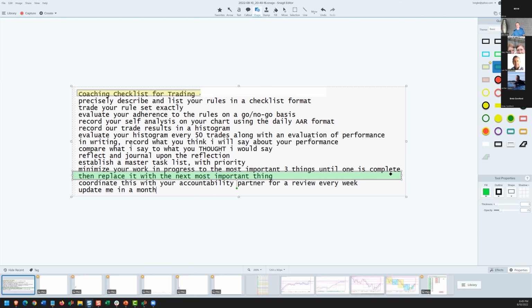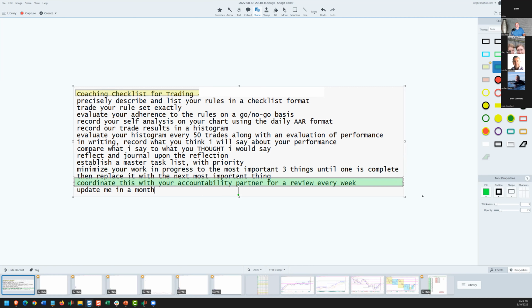And then you're going to coordinate all of this with your accountability partner for a review each week, and then you do the update with your coach once a month, when you update me on your project and your progress. That's what coaching with us looks like.